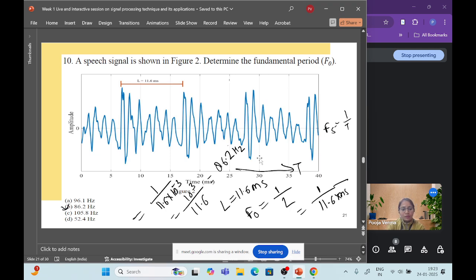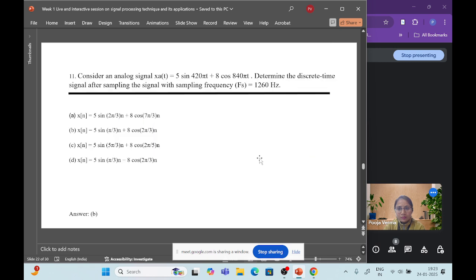So all of you have understood this question. Moving to the next question. Consider an analog signal xa of t equals 5 sine 420 pi t plus 8 cos 840 pi t. Determine the discrete time signal after sampling the signal with sampling frequency Fs given as 1260 hertz. So we have to convert this analog signal into a digital signal or discrete time signal.